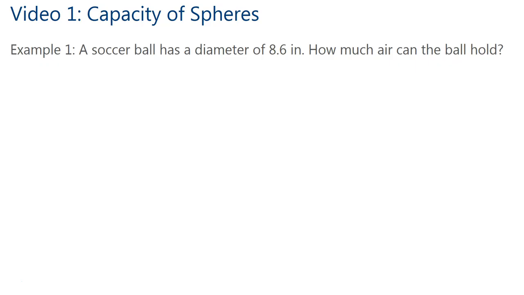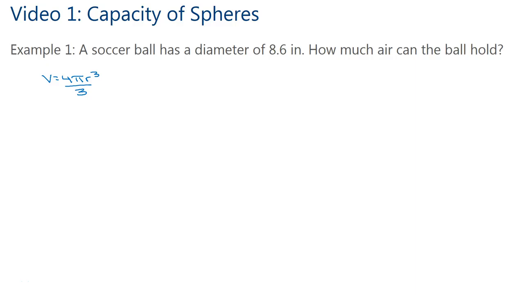So example 1. A soccer ball has a diameter of 8.6 inches. How much air can the ball hold? So how much air the ball can hold is referring to the capacity of the soccer ball. In this case, that's the same as the volume of the soccer ball, so the volume of a sphere. So let's do 4 pi r cubed divided by 3.